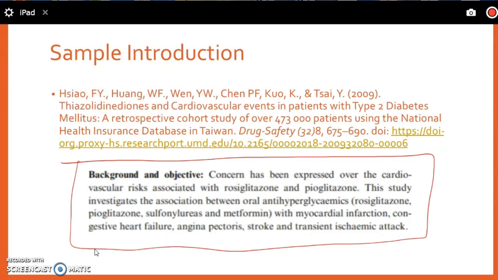So I included here the background and objective of the study, just so you have some context. Concern has been expressed over the cardiovascular risk associated with rosiglitazone and pioglitazone, often referred to as TZDs. This study investigates the association between oral antihyperglycemics, namely these different drugs, and myocardial infarction, congestive heart failure, angina pectoris, stroke, and transient ischemic attack. So, how all these drugs affect the heart in patients who have type 2 diabetes. That's the context of the study.